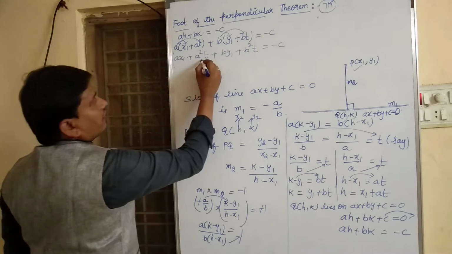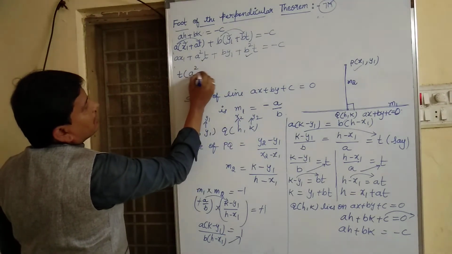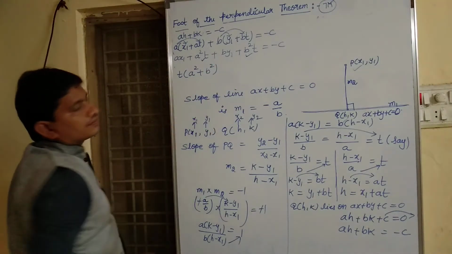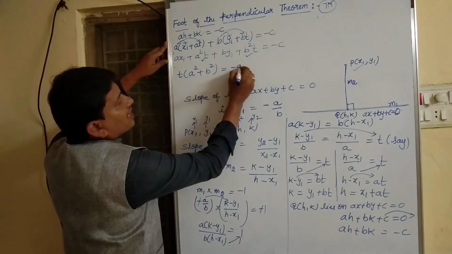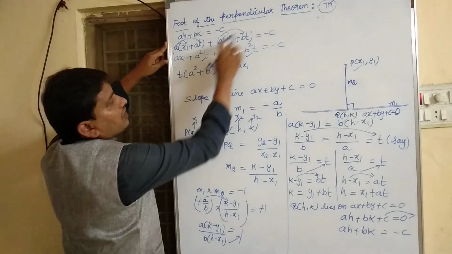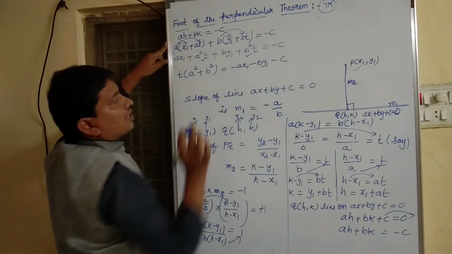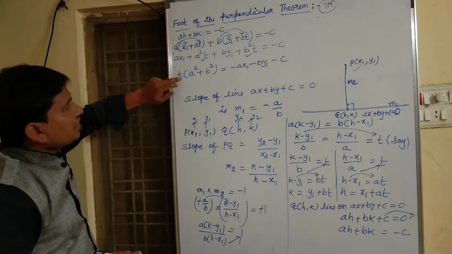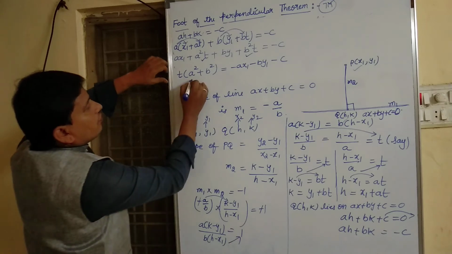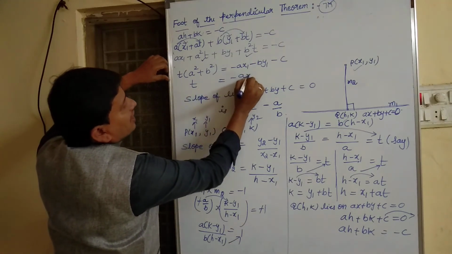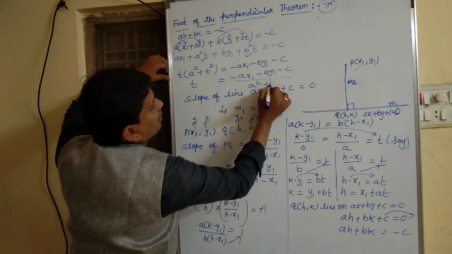What you do, children? Here we have a square t, b square t. From these two terms you can take t as common. So we will get (a square plus b square). This is plus ax1. You transpose towards the right hand side, minus ax1. This is plus by1. You transpose, minus by1. Already we have minus c. Let me write here. Now here t into (a square plus b square), children. Here a square plus b square is multiplying. If we transpose, you will get t equal to minus ax1 minus by1 minus c by a square plus b square, children.